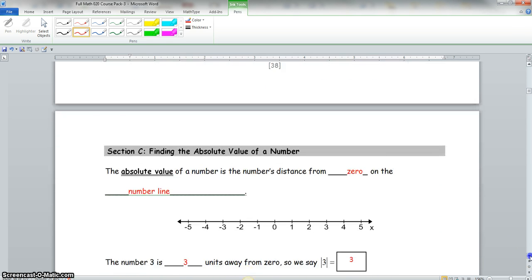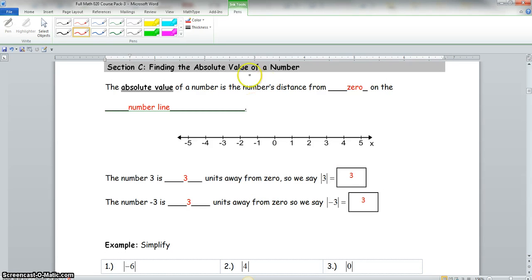Now we scroll to section C. It says finding the absolute value of a number. The absolute value of a number is the number's distance from 0 on the number line. So what we would do is this here. Let's take a look at this example here. The number 3 is 3 units away from the 0. So we say the absolute value of 3 is equal to 3.